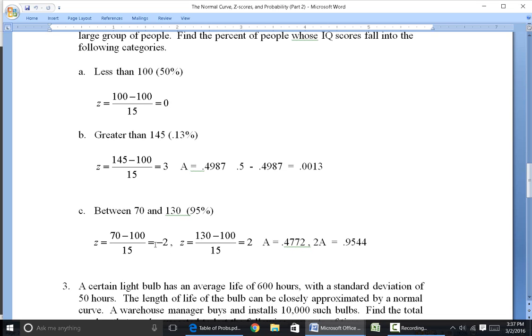So that's 0.9544. And then convert that to a percent because it wants a percent. So that would be 95%. Round it off there. Now if it's asking what's the probability that a person selected at random would have an IQ between 70 and 130, then in that case you would say the probability is 0.9544. In this case it wants a percent, so I just round it off to 95%.